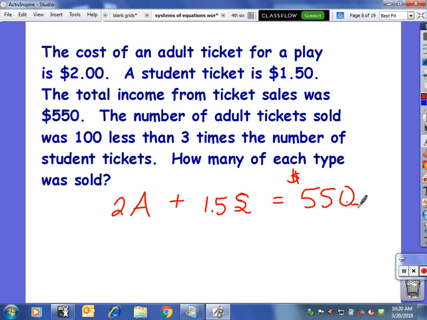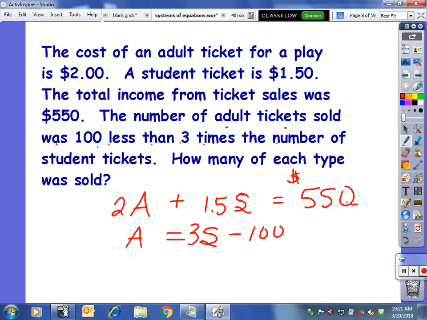The second equation has nothing to do with money. It's just relating the number of adult tickets versus the number of student tickets. Adult tickets was, or is, 100 less than 3 times students. 3s minus 100.